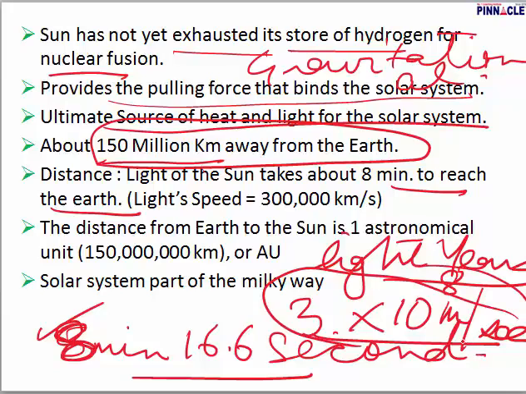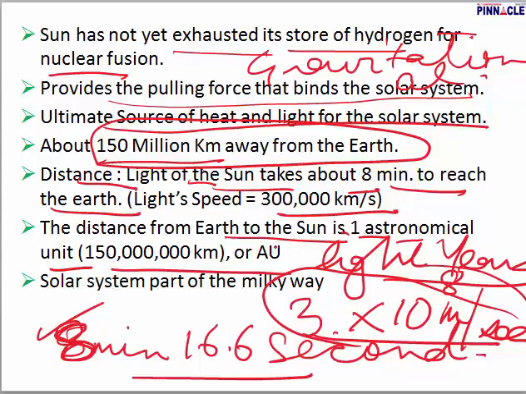So what is the distance light travels in 1 year? That is known as 1 light year. So the light of the sun takes approximately 8 minutes to reach the Earth. Light's speed is 3 lakh kilometers per second. The distance from Earth to the sun is 1 astronomical unit, and 1 astronomical unit means this whole distance, or AU.